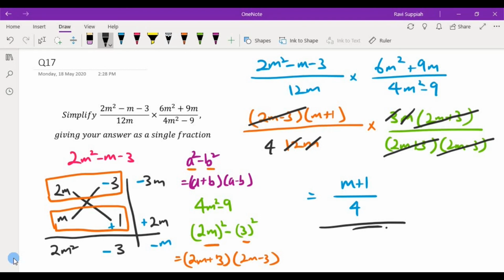Whenever you have a simplification question similar to this, the direction you must take is to try to factorize as much as you can, so that you can see some common terms in the numerator and denominator that can cancel each other out and give you a much simplified expression in the end, like what we have over here.